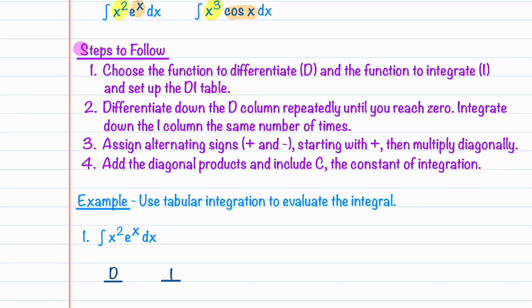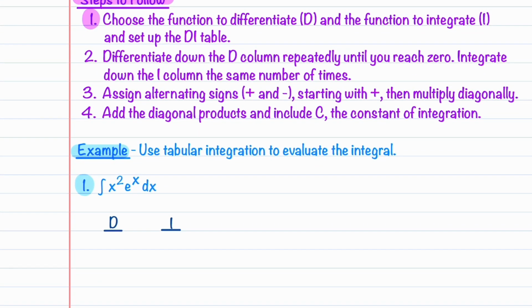I have written down 4 steps that you can follow just to make this easier. Honestly though, after you do like 2 of these, you will completely understand how to do this without even having to refer back to the steps. We're going to go through these steps one by one as we go through our examples. In these examples, we are going to use tabular integration to evaluate the integral. Our first example is the integral of x squared e to the x dx. Let's look back up here at the steps. Step 1 says that we're going to choose the function to differentiate and the function to integrate and set up the DI table.